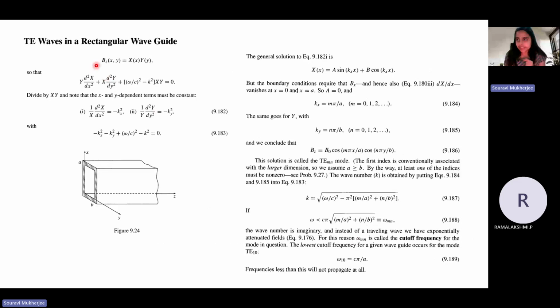So you consider that your Bz normally has a form given as a product of two independent functions of x and y. So the typical way of solving, if you remember how we solved the Laplace equations long back, we'll use a similar kind of approach. Okay. So you write Bz as a product of X and Y, where X is a function of small x and Y is a function of small y. Okay.